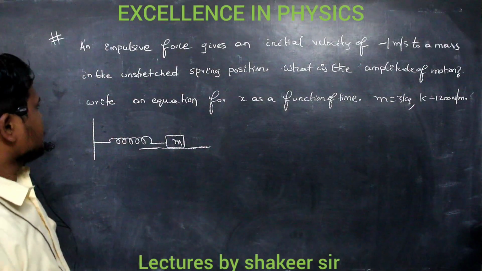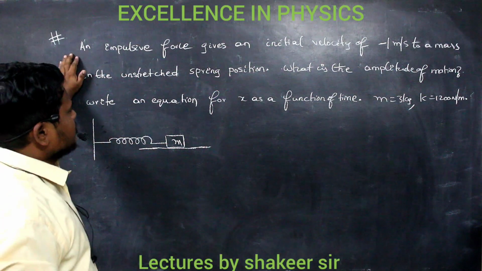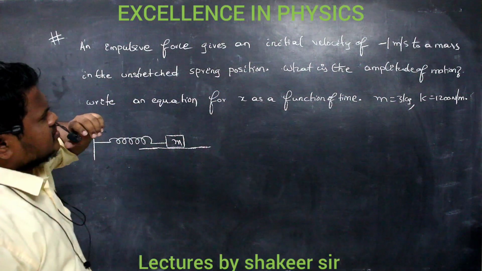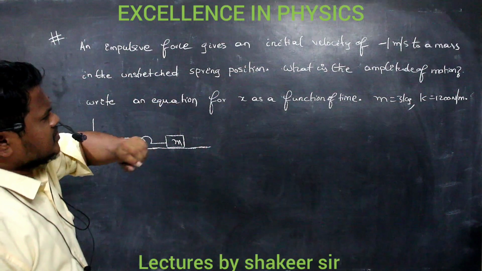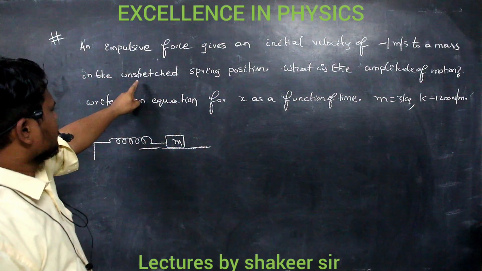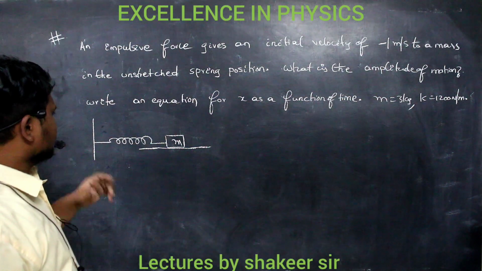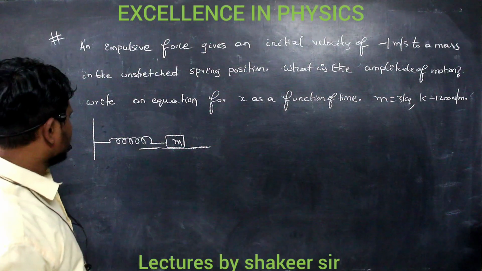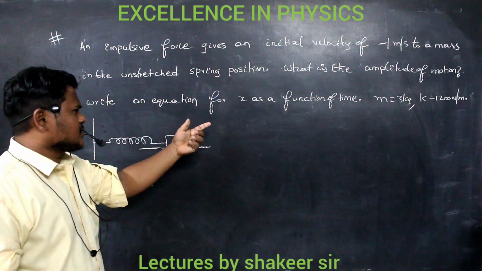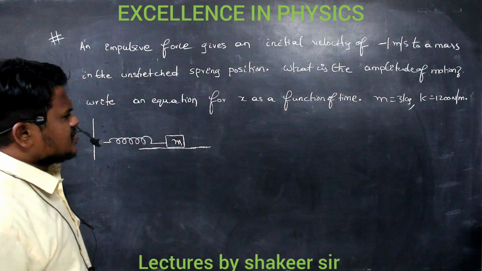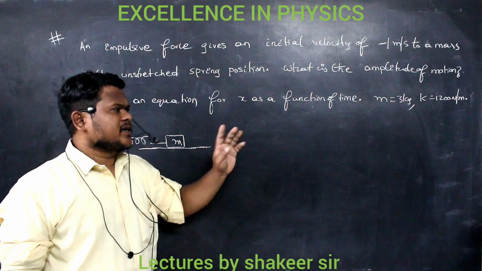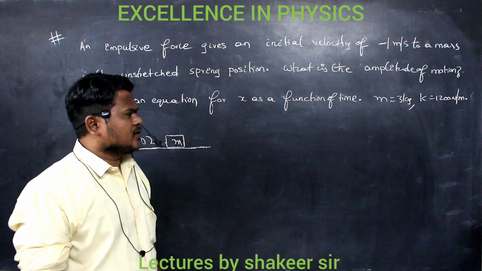Let us see this question. An impulsive force gives an initial velocity of minus 1 meters per second to a mass in the unstretched spring position. So what is the amplitude of motion? That is our first question. And write an equation for x as a function of time. Mass is given as 3 kg and spring constant is given as 1200 Newton per meter.